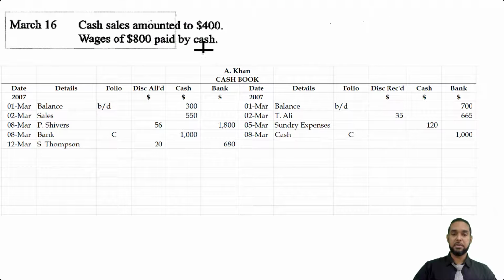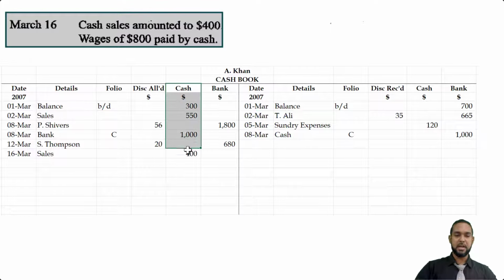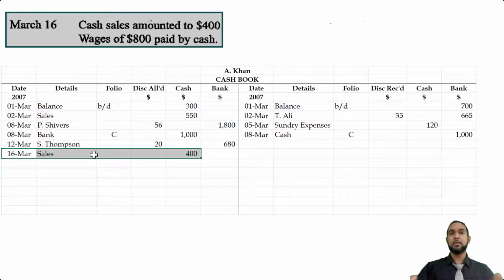Next, on March the 16th, cash sales amounted to $400 and we paid wages. Okay, so let's take the cash sales first. So we had a cash sale before. So we simply have to go on the debit side and we're going to record the cash sale under cash $400 and put the details as sales, right? We're debiting because cash is increasing. It's an asset. To record an increase in an asset, you have to debit the asset account.